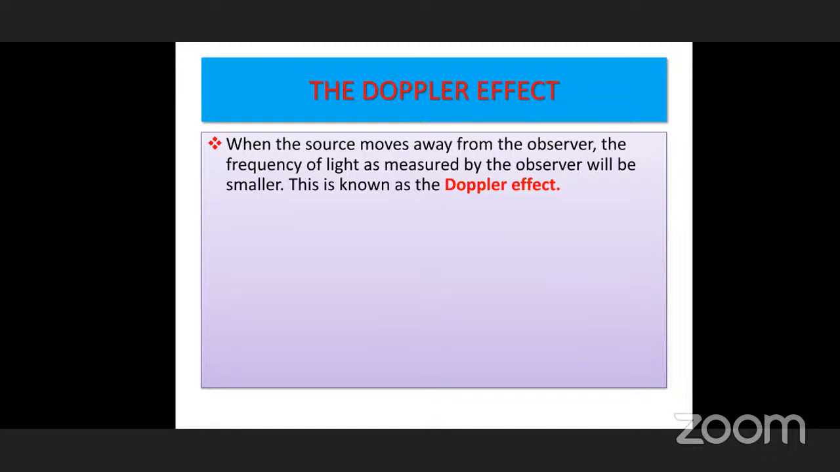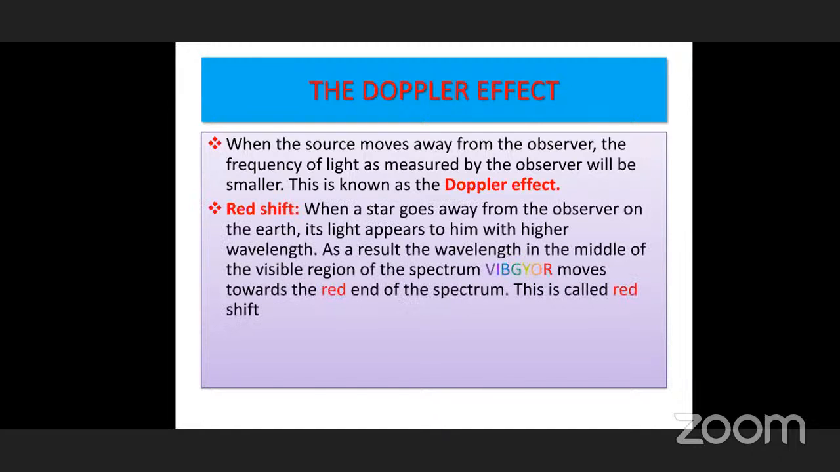We can see the Doppler effect for light only in the VIBGYOR region. And generally only astronauts can identify this. That's why we are taking red shift. In this Doppler effect, what is a red shift? When a star goes away from the observer. Generally the star is fixed, you are thinking.